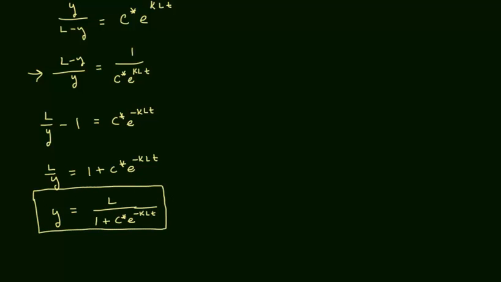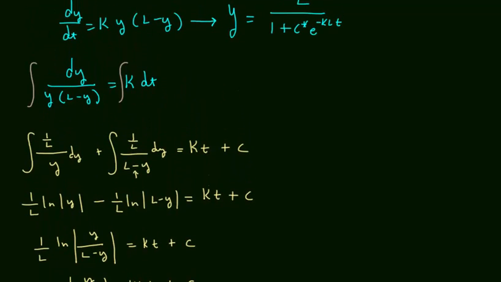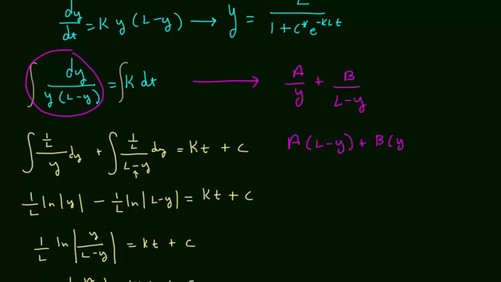We put a box around that and a smiley face. Now let's go back up and look at the partial fractions. I'll do that, let's say, in this pink color here. So I'm breaking this up into partial fractions, which is a over y plus b over L minus y. That gives me that a times L minus y plus b times y equals the value of 1. See, the coefficient here is 1.